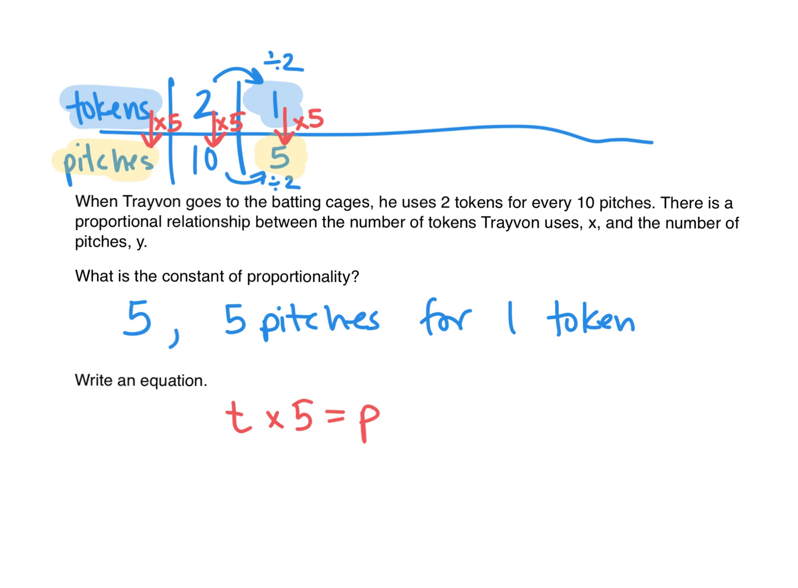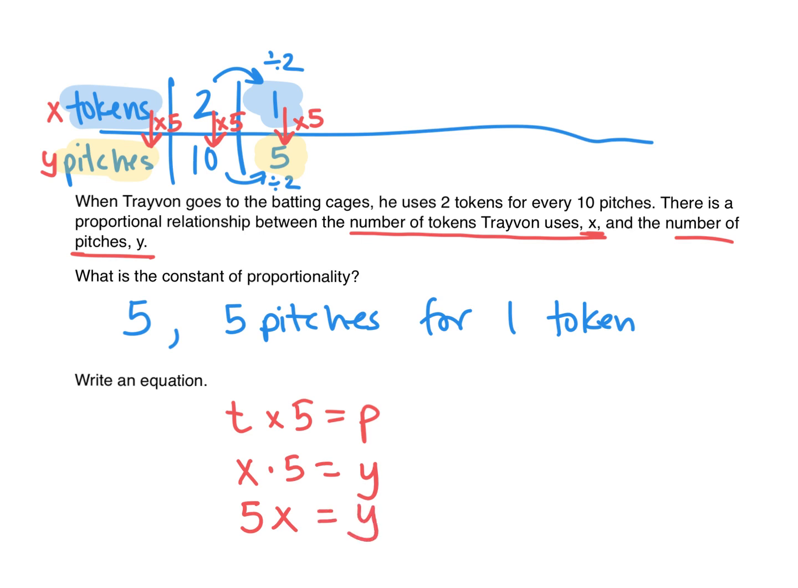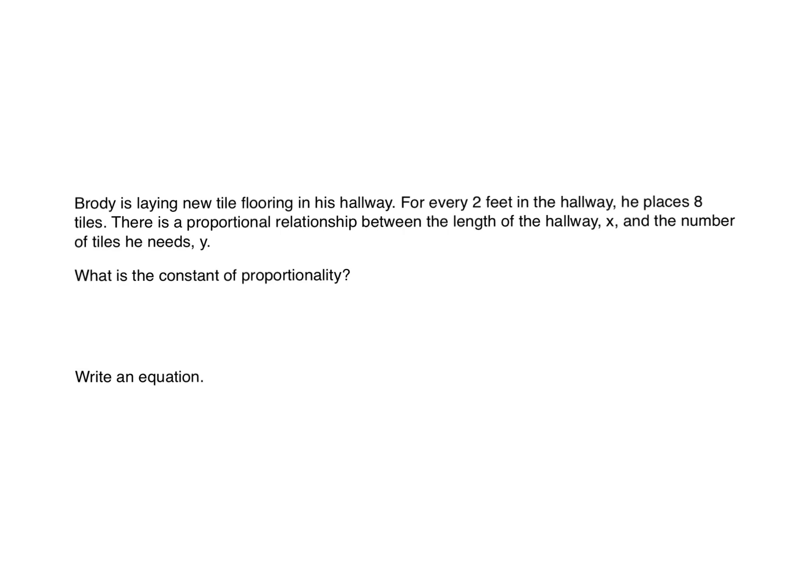But the number of tokens they want us to say is x. So they want tokens to be x and the number of pitches to be y. So all I have to do is replace it with x times 5 equals pitches. I'm sorry, x times 5 equals y. And we want to get in good habits. That would be the same as 5x equals y. All right, hit pause and try this one.